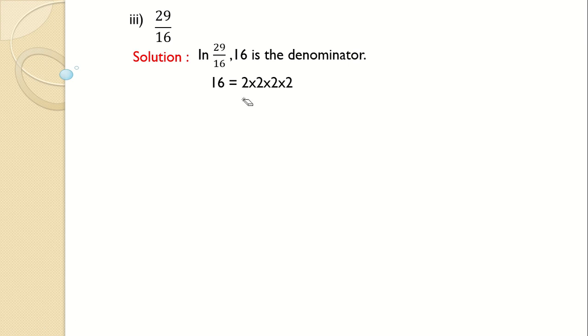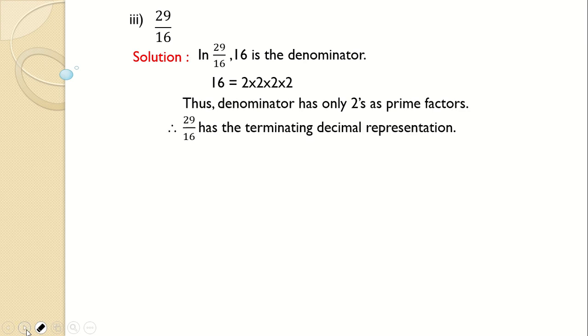Now let's go to the next one. Third sum, 29 upon 16. We will find the prime factors of 16. They are all 2's, right? In 29 upon 16, 16 is the denominator. 16 is equal to 2 into 2 into 2 into 2, four 2's. There is a prime factor 2 only. Therefore, it is going to be terminating. Thus, the denominator has only 2 as a prime factor. Therefore, 29 upon 16 has the terminating decimal representation.